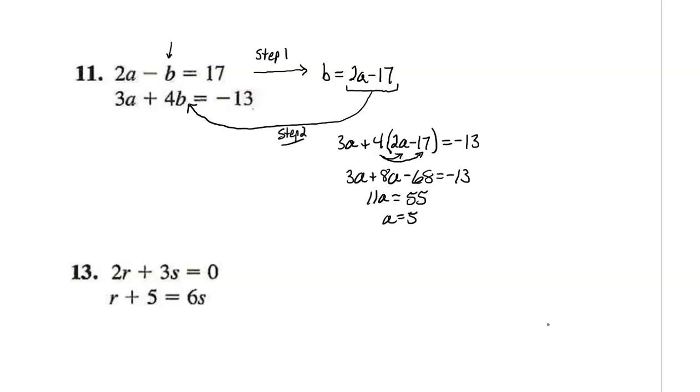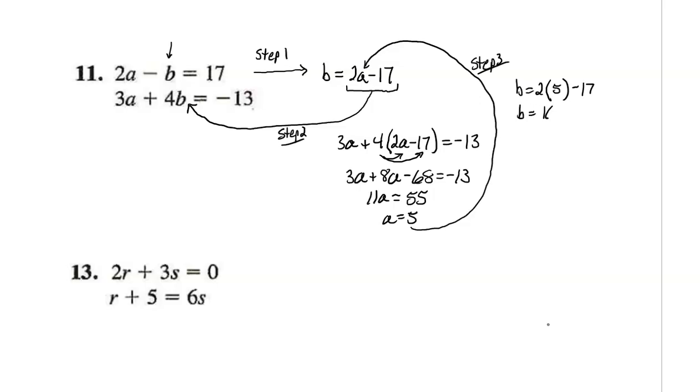Now comes step 3. Take the number you just figured out for a and substitute it into the equation that had the letter b alone. We have b equals 2 parentheses, fill in 5 for a, and then there's the minus 17. b is equal to 10 minus 17, so b is equal to negative 7. The answer in alphabetical order is (5, -7).